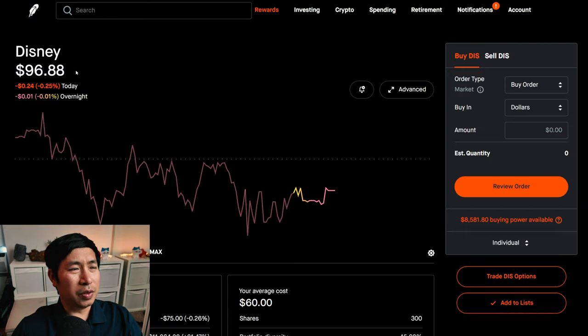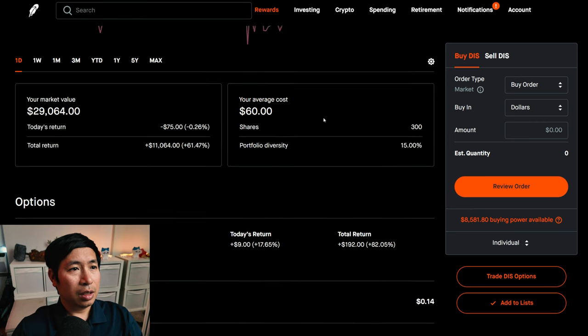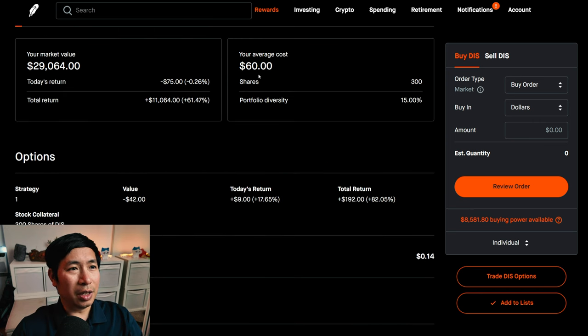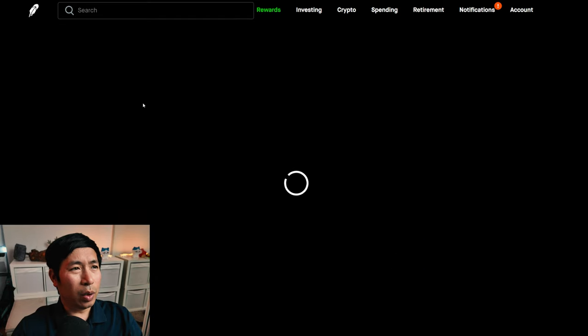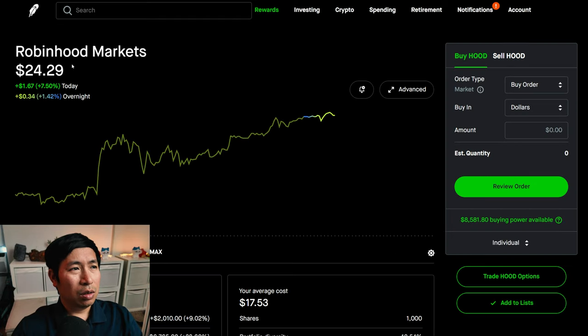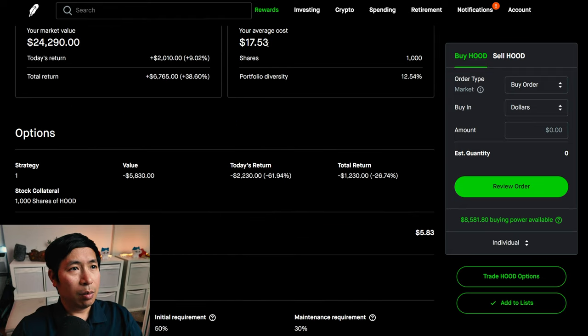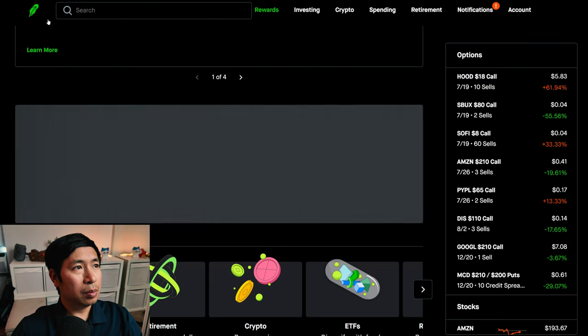I have 300 shares of Disney. Disney is at $96.88. My average cost, $60. My total return, $11,064. I have 1,000 shares of Robinhood. Robinhood is at $24.29. My average cost, $17.53. My total return, $6,765.